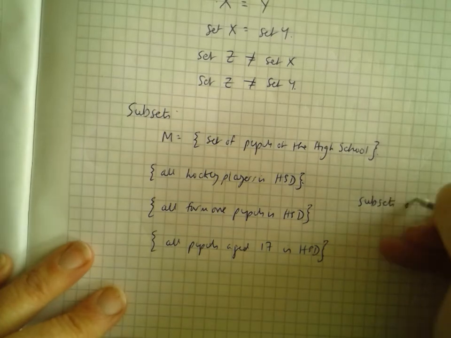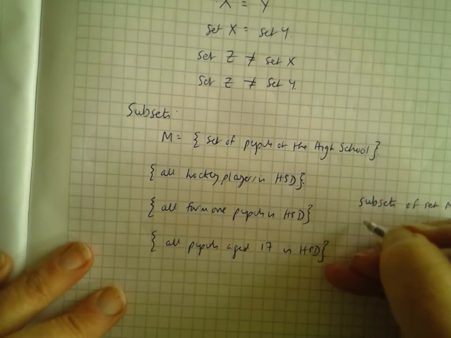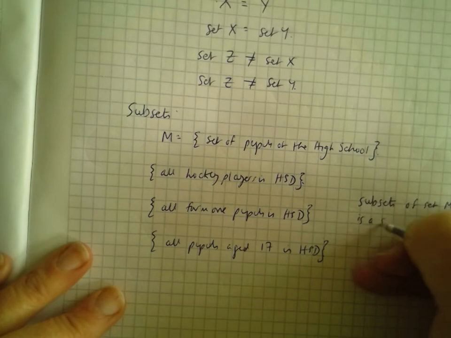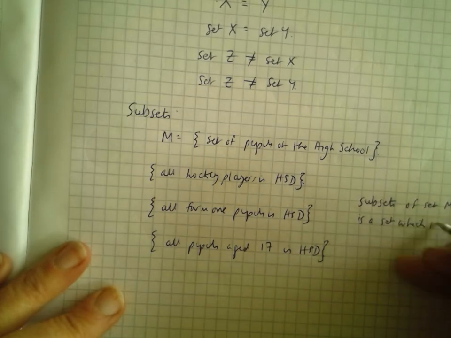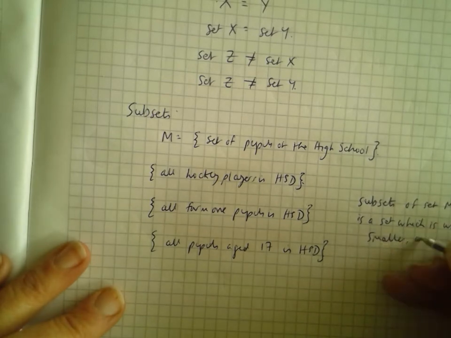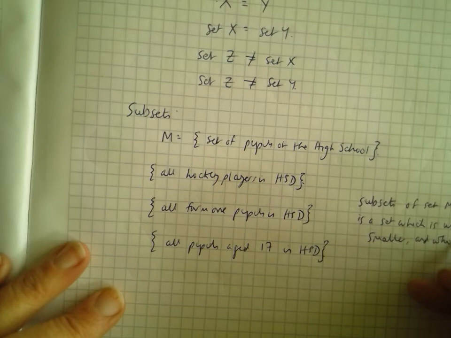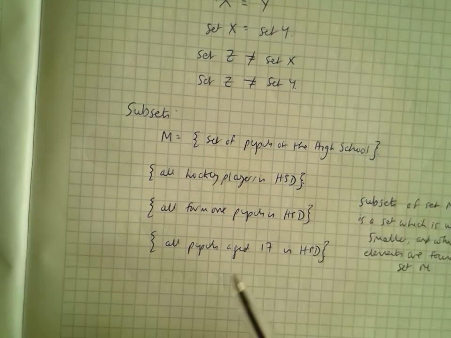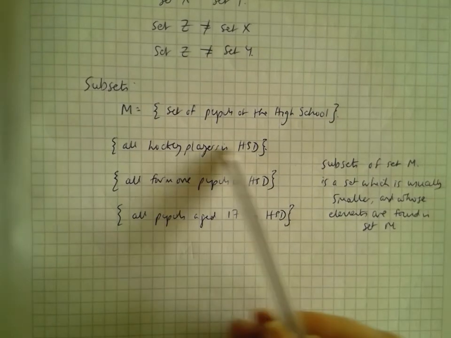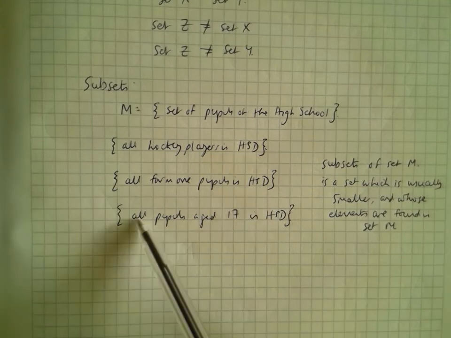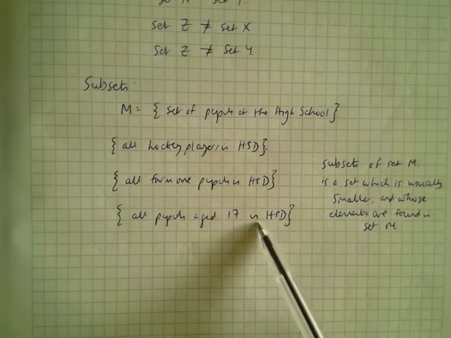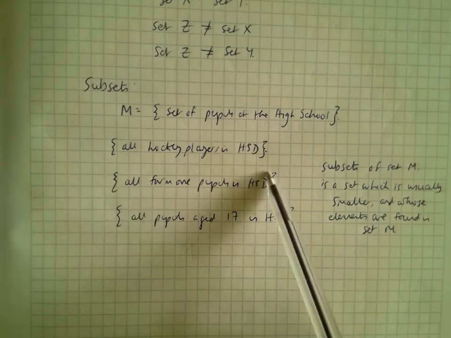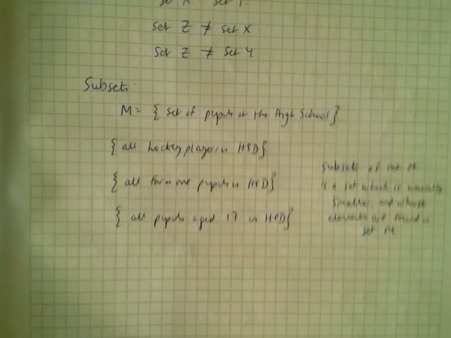Okay? And so a subset is a set which is usually smaller and whose elements are found, in this case, in set M. Okay? So the elements of these sets, the hockey players in high school, the Form 1 pupils in high school, the pupils aged 17 in high school, are all smaller sets made out of this big set, and that's what a subset is.